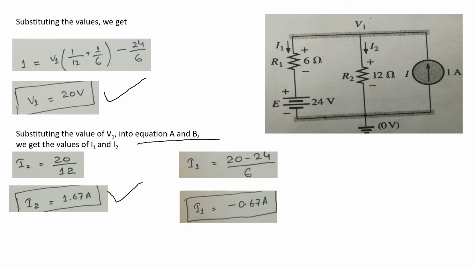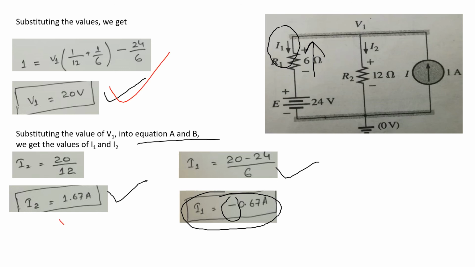The value of I2 is equal to 1.67 amperes, and from equation B, I1 is equal to minus 0.67 amperes. The minus sign indicates that the direction we assumed when solving the circuit is actually opposite, so the direction of I1 is upward. The negative sign only indicates that the assumption is opposite, and this is our required result. We have found the node voltage, I2 and I1 using nodal analysis.